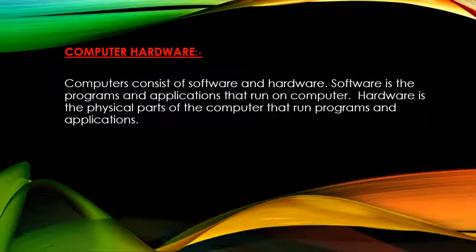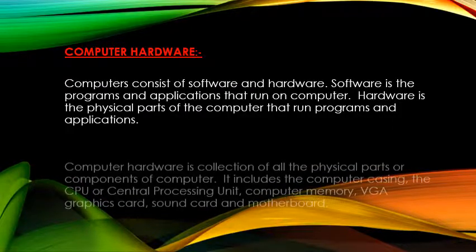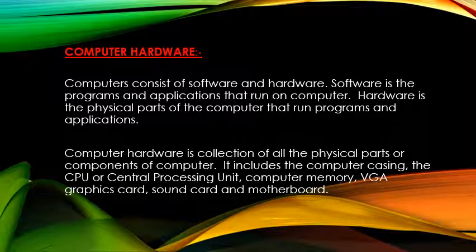The next is computer hardware. Computer hardware and software are two different types of things, so first we study computer hardware. Computers consist of software and hardware. These are the main types. Software is the programs and applications that run on a computer, and hardware is the physical parts of the computer that run those programs and applications. Computer hardware is the collection of all the physical parts or components of a computer. It includes the computer casing, the CPU or central processing unit, computer memory, VGA graphics cards, sound cards, and motherboard.